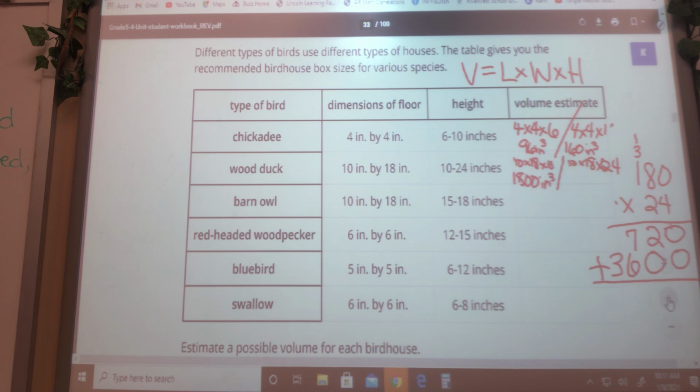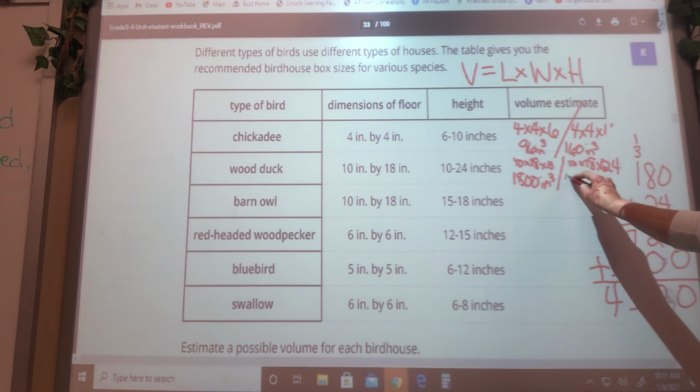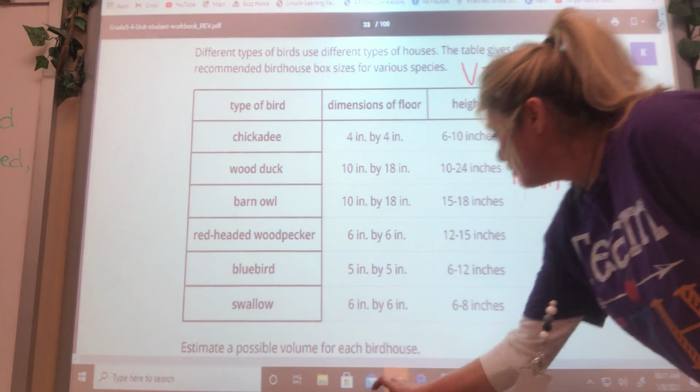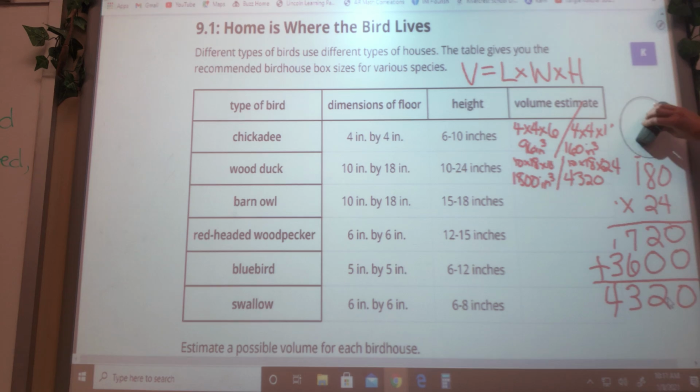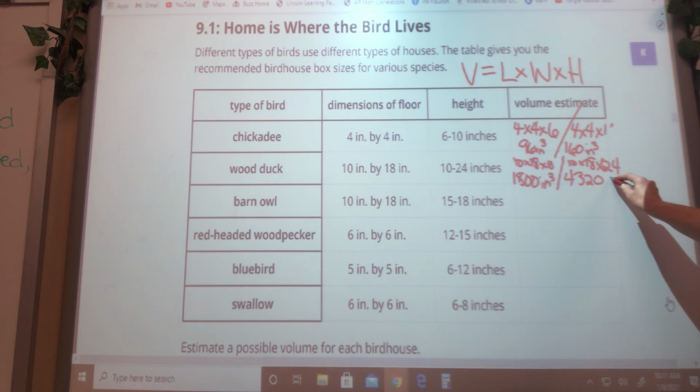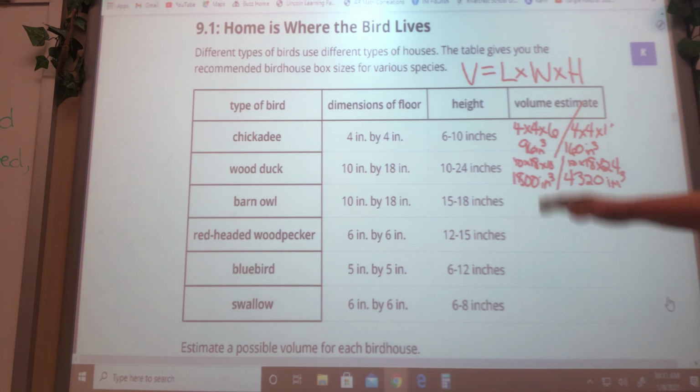And then I add together. 0 plus 0 is 0. 0 plus 2 is 2. 7 plus 6 is 13, so I carry my 1. And 1 plus 3 is 4. So, for my wood duck, my birdhouse could be anywhere from 1,800 cubic inches to 4,320 cubic inches. Now, you will follow the same pattern and complete your box.